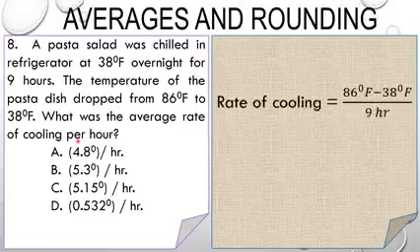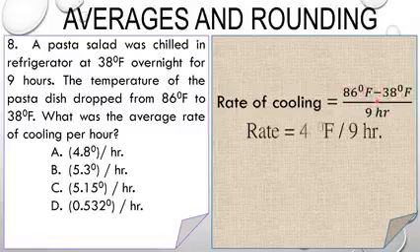Okay, so ano yung mga information na gagamitin natin? The information na kukunin natin is ito. Yung temperature daw is bumaba ng 86 degrees Fahrenheit to 38 degrees Fahrenheit. So, ibig sabihin, yung final temperature natin becomes 86 minus 38. Okay, and 86 minus 38 is 48. Mag-over tayo ng 9 hours since overnight for 9 hours yung time, bago ma-chilled yung ating pasta salad in a refrigerator at 38 degrees Fahrenheit.